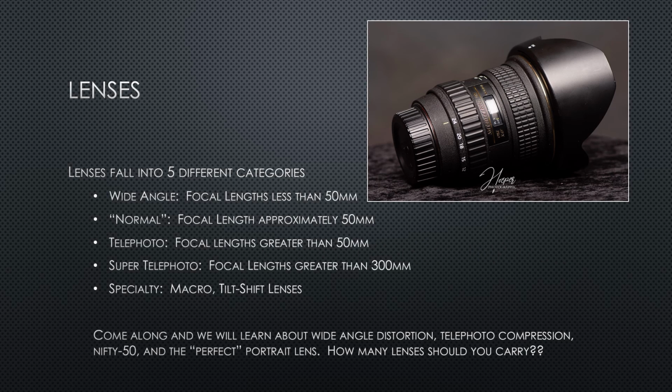Next week, we'll take a look at the five basic categories of different lenses that will mount onto your digital SLR cameras, including wide-angle lenses, normal lenses, telephoto, super telephoto, and a whole slew of specialty lenses like macro lenses, fisheye lenses, tilt-shift lenses, and more.